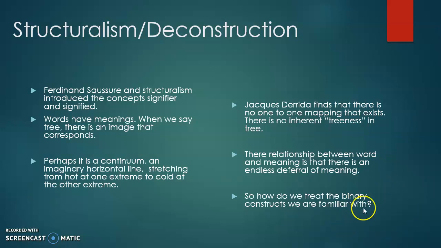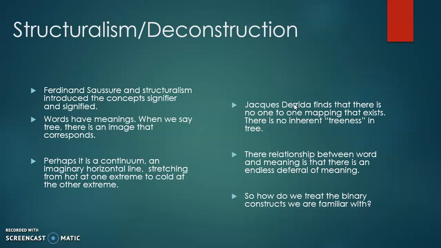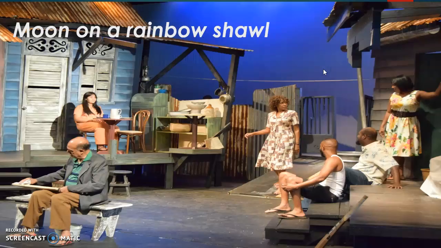So how do we deal with these binary constructs? When I say binary constructs, meaning you divide everything. You're either this or you're that. That means binary construct. How do we deal with it? We treat binary construct, maybe we trade it in for a continuum. And we're at the end. Thank you.